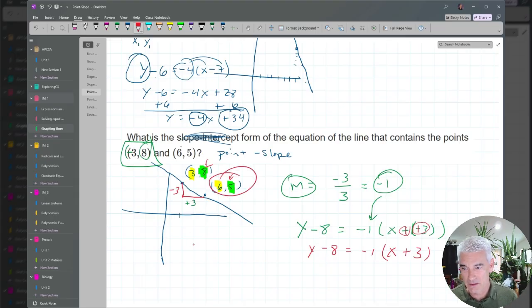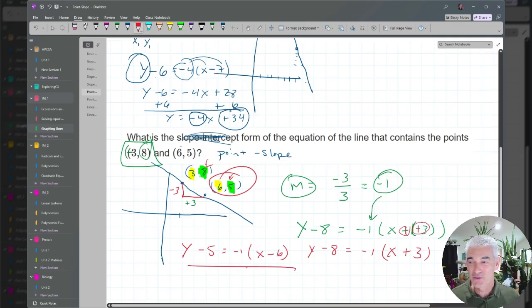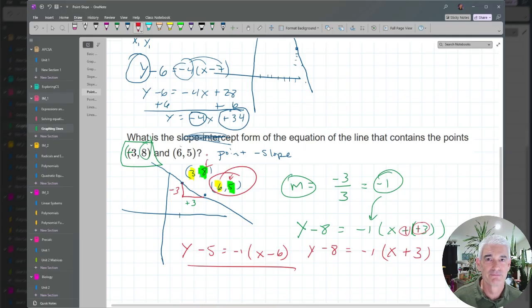Let's take this one. So we get y minus 5 equals -1 times x minus 6, and you're done. Don't put it in slope-intercept form if you don't have to. You're done.